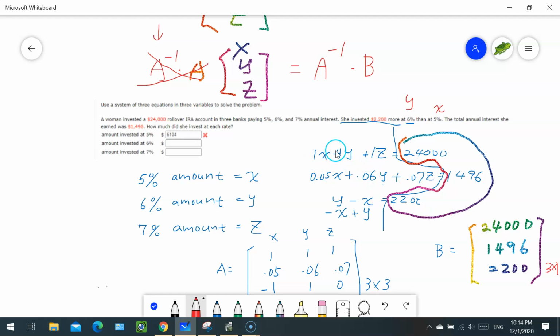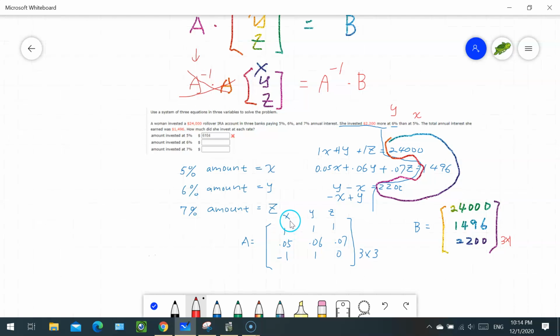Now everything on the left hand side uses the coefficient numbers of each X, Y, and Z term. On the first equation, I have 1 under X, 1 with Y, and 1 with Z. The second equation has 0.05 with X, 0.06 with Y, and 0.07 with Z. The third equation was Y minus X. In order to fill in the matrix form, order does matter. If your X stays in front, you need to rearrange your equation. So I swap these two, turning it to negative X plus Y equals 2,200. So now the coefficient of X is negative 1, Y is positive 1, and no Z means it's 0.